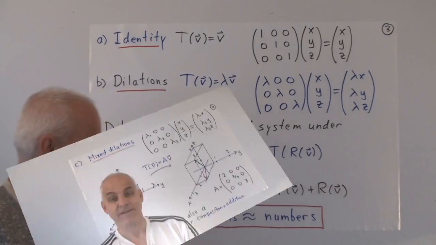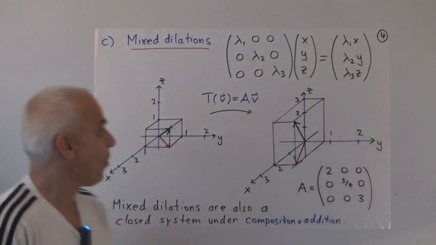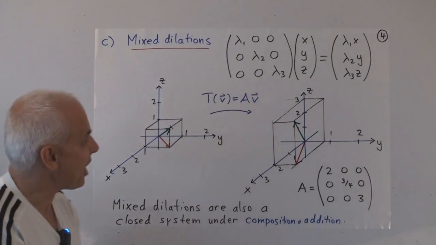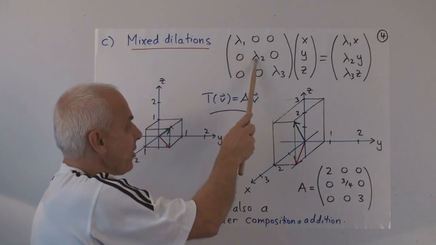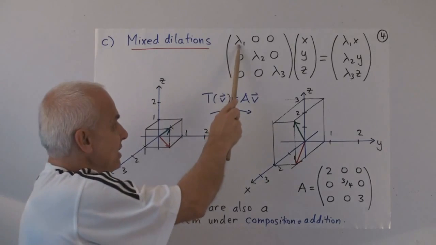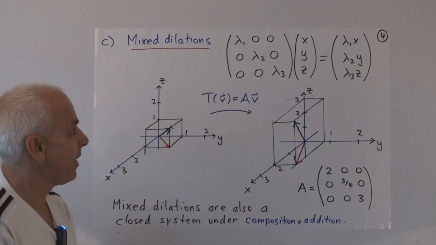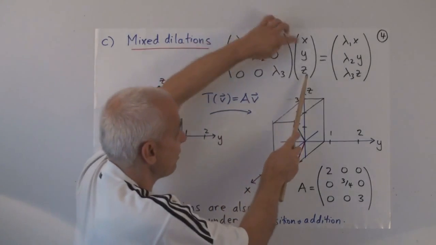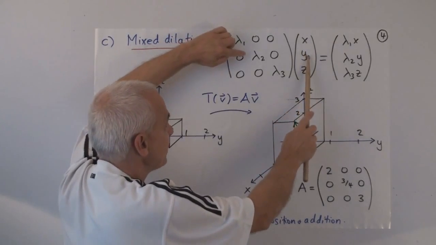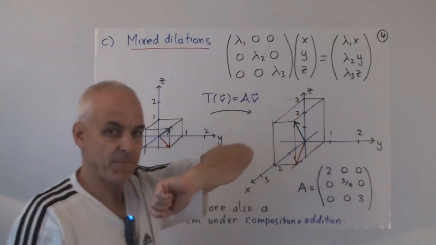Now let's consider a slightly richer family of dilations, ones that are also represented by diagonal matrices, but this time with arbitrary entries down the diagonal. We'll call these mixed dilations because these three numbers do not have to be the same. They can be completely arbitrary. And what a matrix like this does on a vector like this is it multiplies the first entry by lambda 1, the second entry by lambda 2, and the third entry by lambda 3.